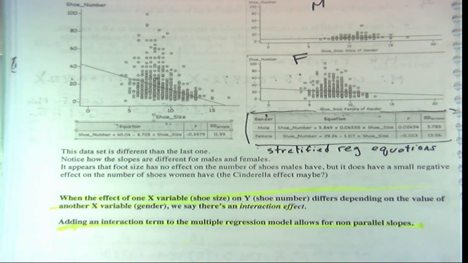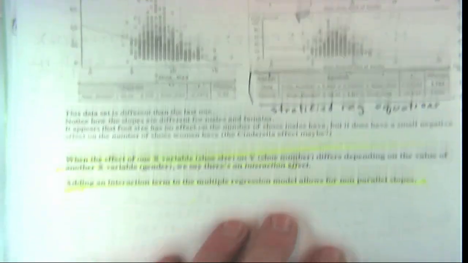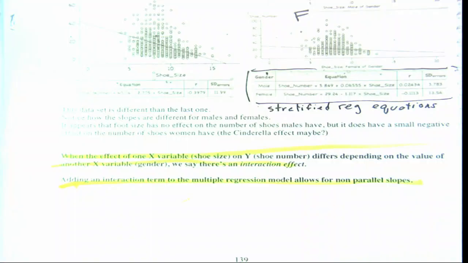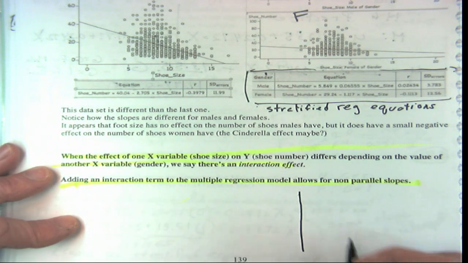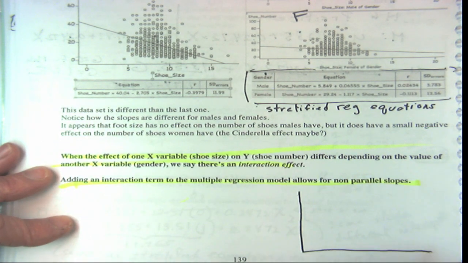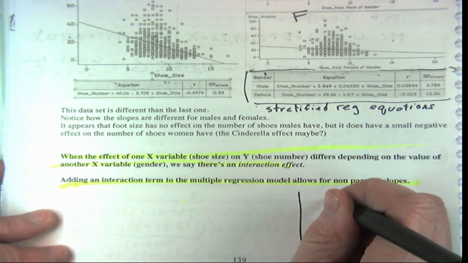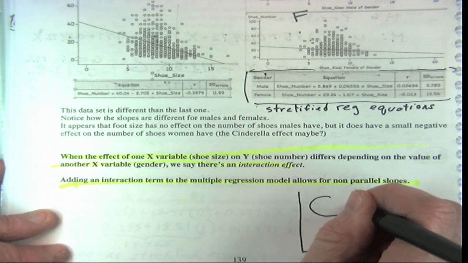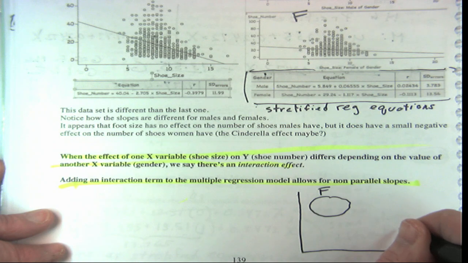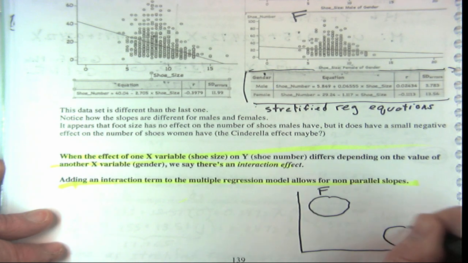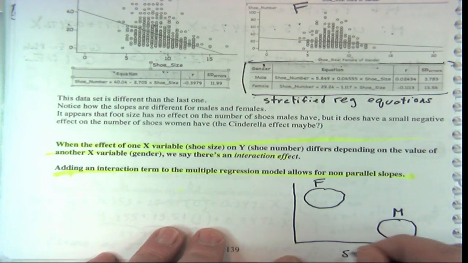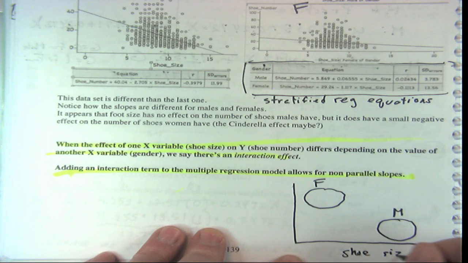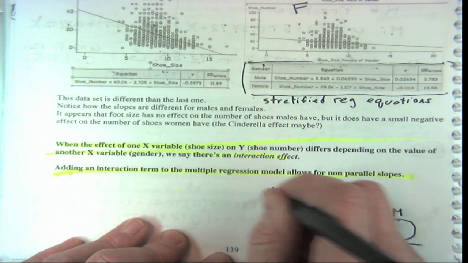So let's draw the picture of this, just so you get a visual. The visual, exaggerated again, is we still have this confounder. We have two groups and a confounder. So females are still up here, and males are still down here in the exaggerated version where we're pretending there's no overlap, right? And this is shoe size. And this is number of pairs of shoes.